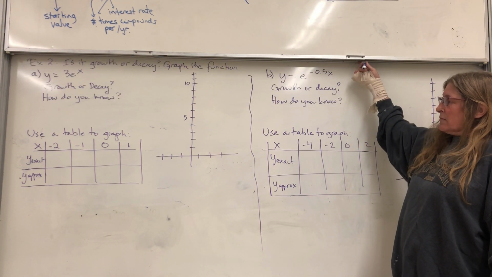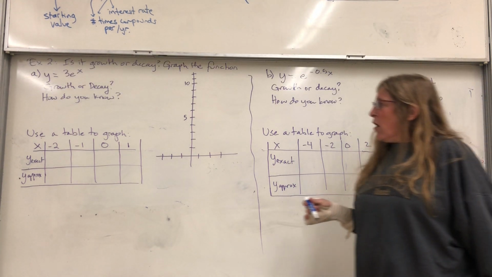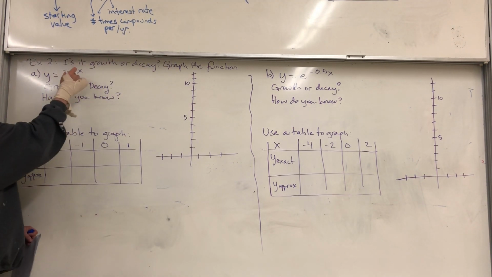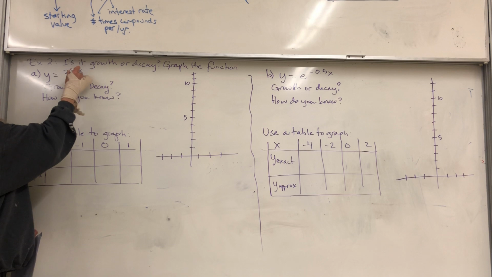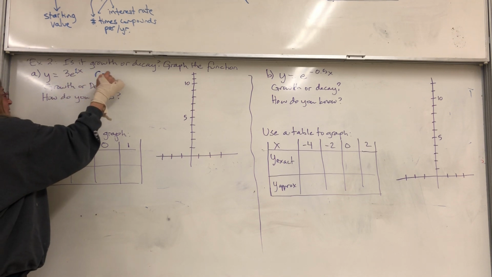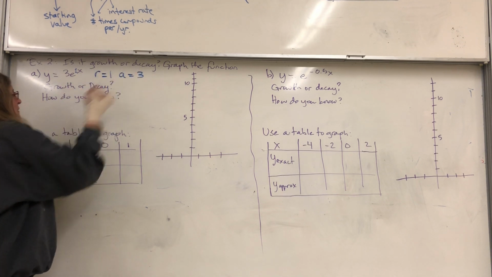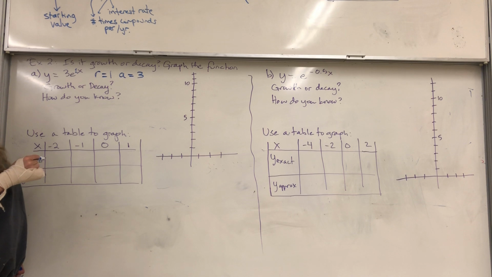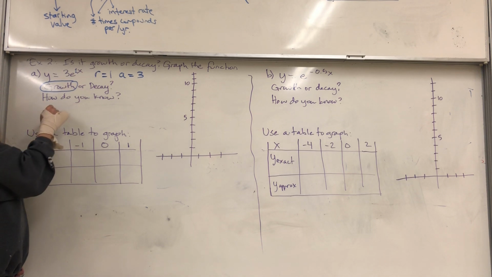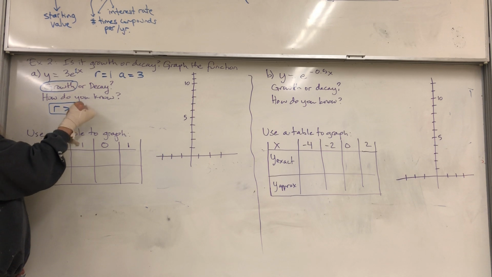Okay, so we've got y equals 3e to the x. There's nothing in there for r, so I'm just going to put a 1 in there. So I know here that r is equal to 1 and a is equal to 3. Since r is greater than 0, I'm able to say that that's growth. That's how I know it's growth.